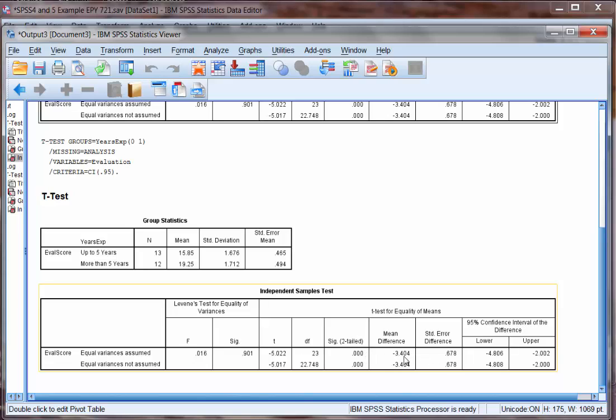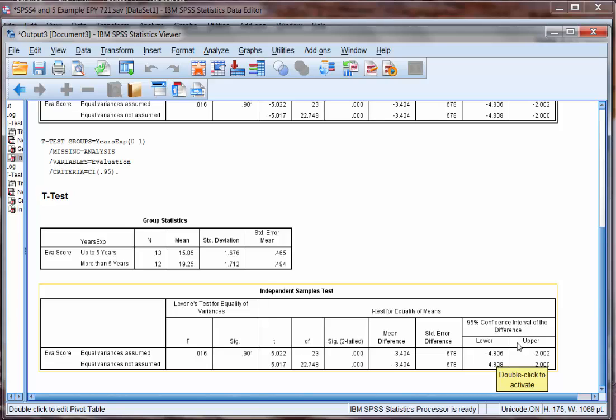SPSS also gives me the mean difference between the groups. In other words, the difference between the mean for group 1, 15.85, and the mean for group 2, 19.25, is 3.404. Here's my standard error of the difference. Remember the 3 steps you had to go through to figure that out so that you could run your test statistic? And it also gives you a confidence interval.